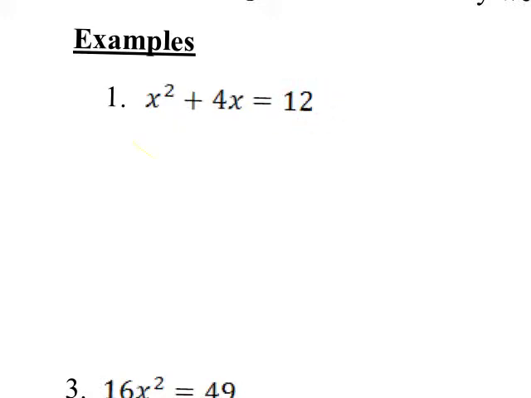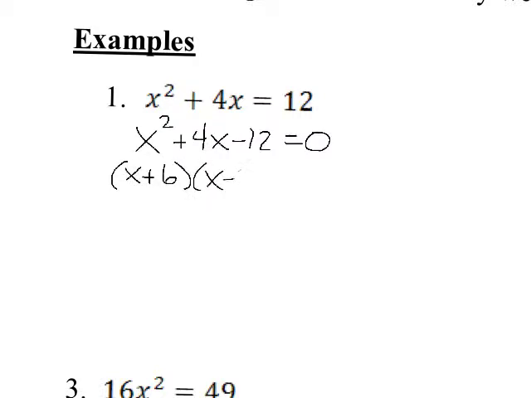So if I do that, the new equation becomes, make it a little easier to see now, x squared plus 4x minus 12 equals 0. So we're looking for any number that will make this left side equal to 0. One way that you can do that is by factoring. So if I factor this, this becomes x plus 6, x minus 2.